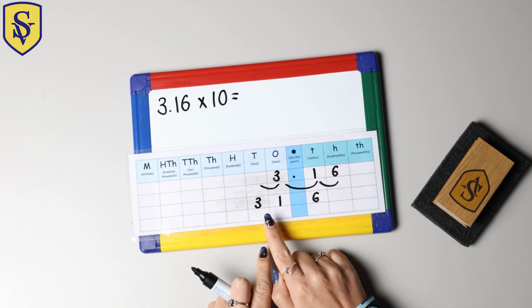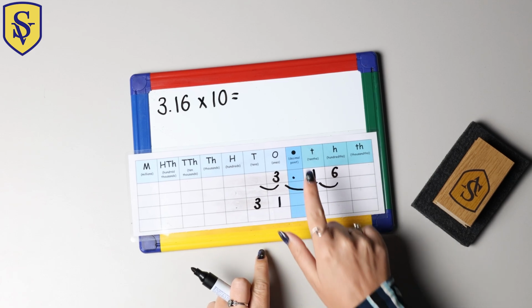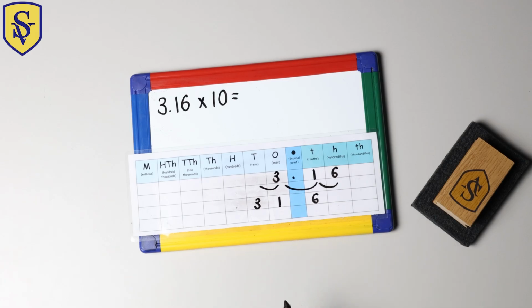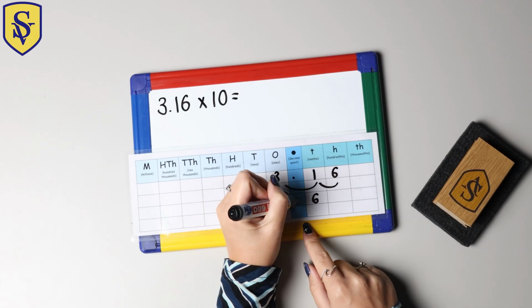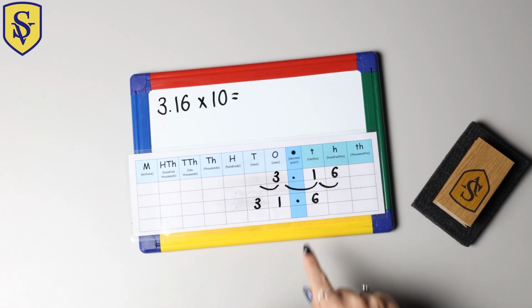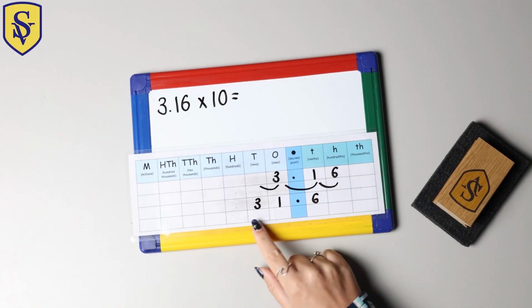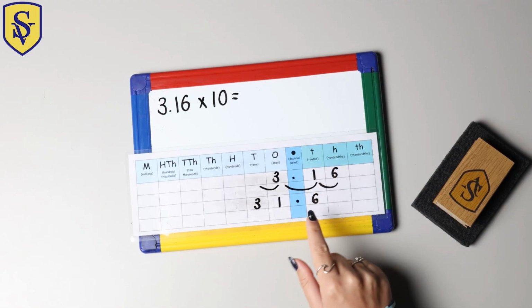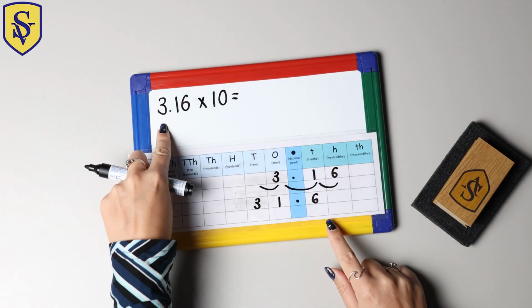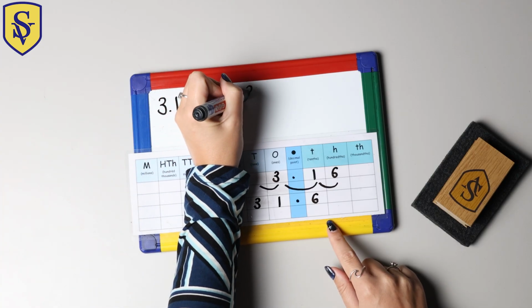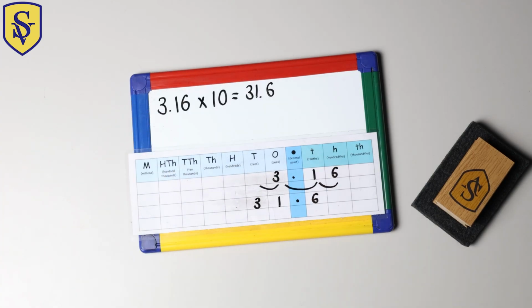So at the moment, we've got a 3, a 1, and a 6, and the decimal point column is empty. We need to put the decimal point back in, because that's part of the decimal point column, and the answer is now 31.6. So 3.16 multiplied by 10 is 31.6.